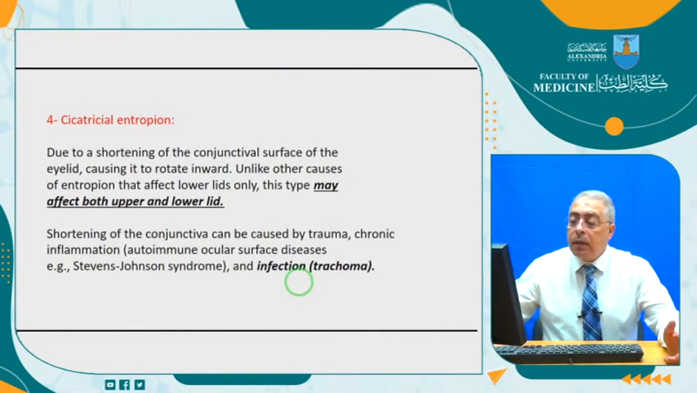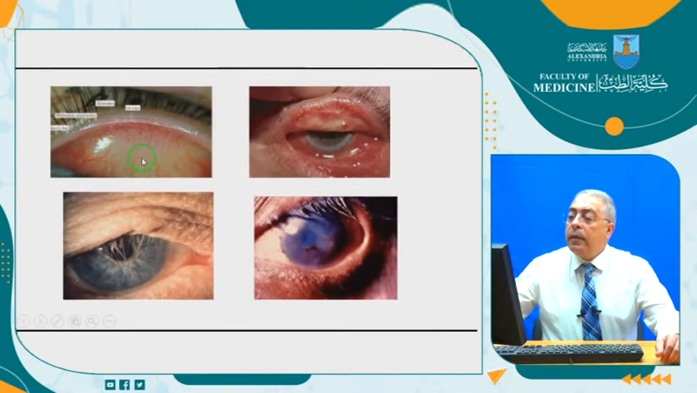In the upper lid, it's a problem. We blink around 15 to 20 times per minute. With each blink, the lashes rub against the ocular surface, so it may be a blinding disease. So the trachoma is very important. It's still endemic here in Egypt. And this is the everted upper eyelid.